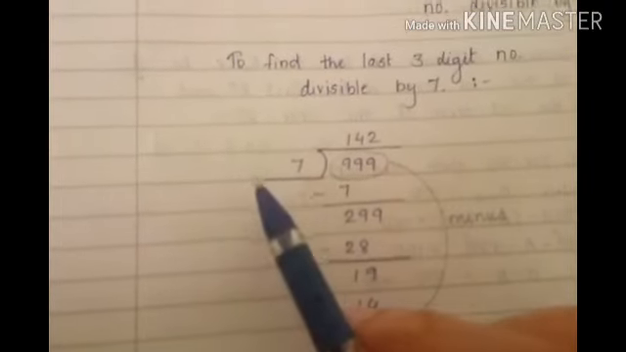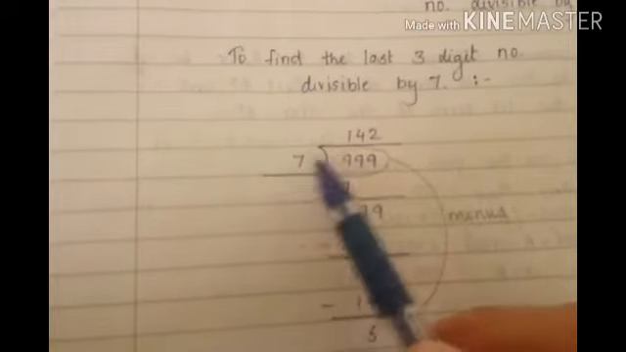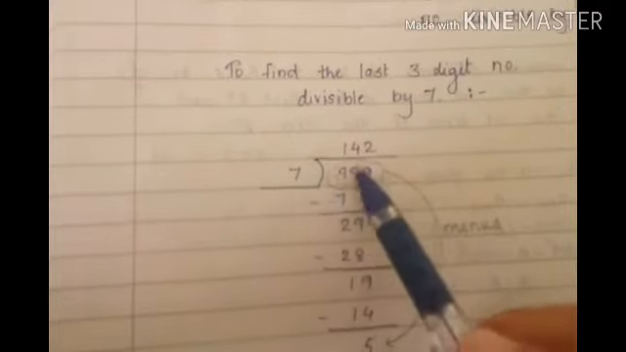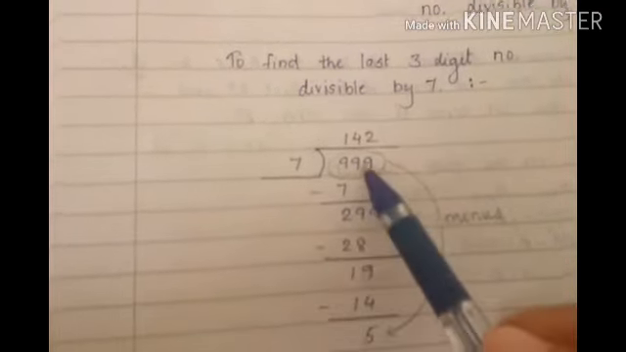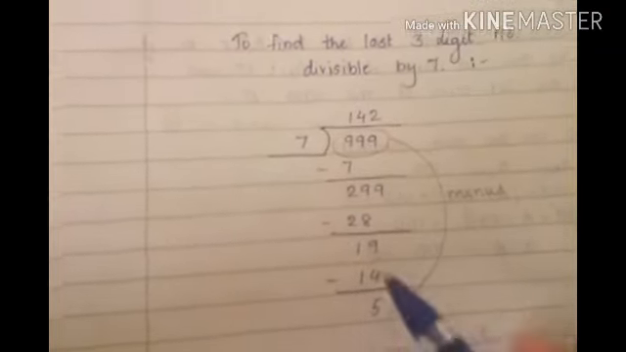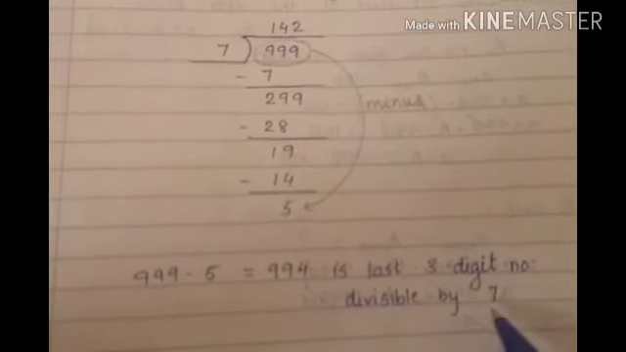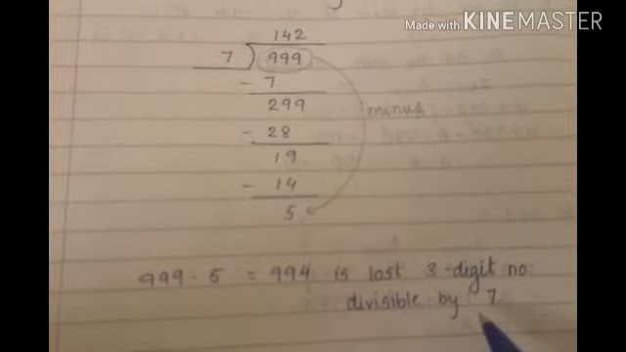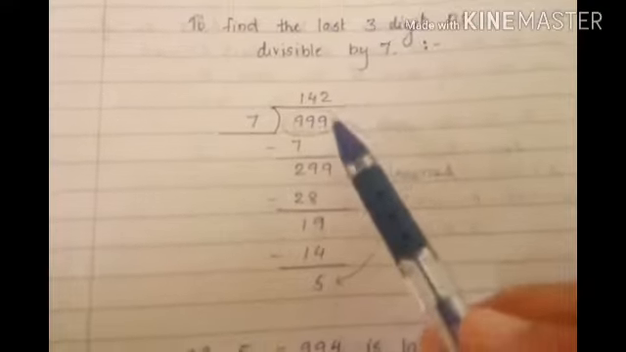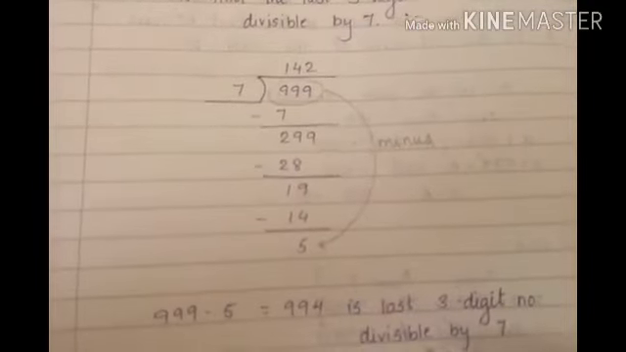So in that, to find the first 3-digit number, what did we do? We added these two numbers and subtracted the remainder. Here we should not add it. We should directly subtract. So 999 minus the remainder, that is 5. So 999 minus 5 is equal to 994, the last 3-digit number divisible by 7. So this is just a method to find the last 3-digit number that is divisible by 7.